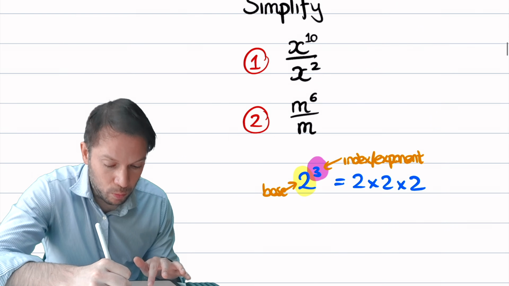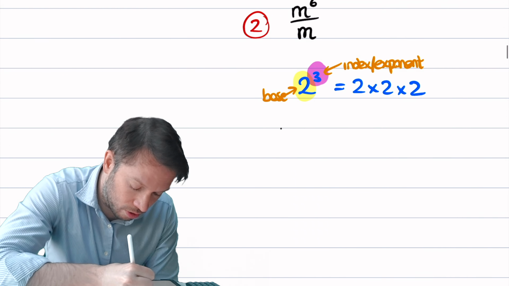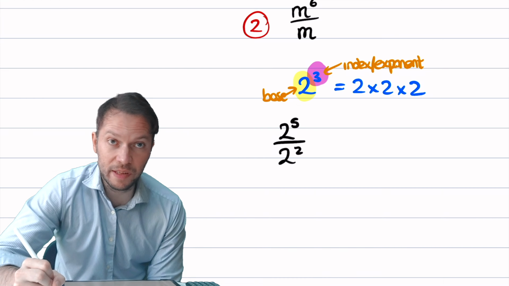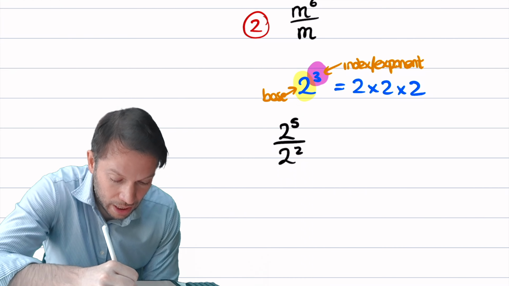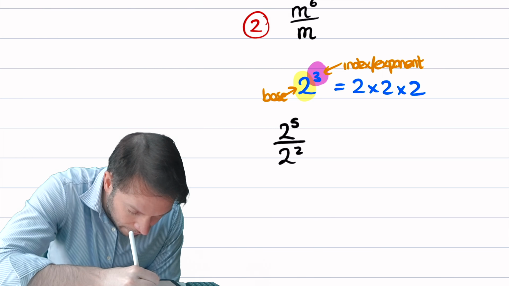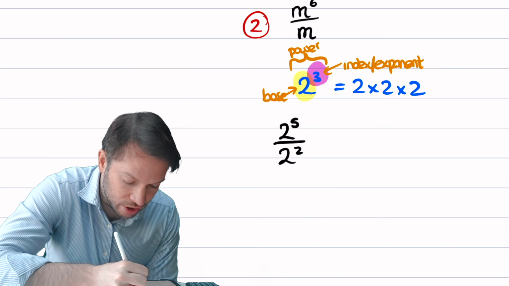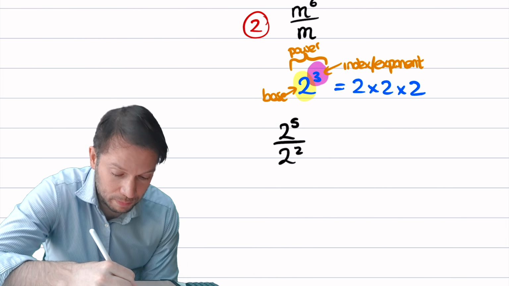Now, let's say we wanted to do 2 to the power of 5 divided by 2 squared, and we wanted to simplify that. So we're dividing two powers. And by the way, I should have said before, this whole thing is known as a power. They have the same base of 2. How could you simplify this?